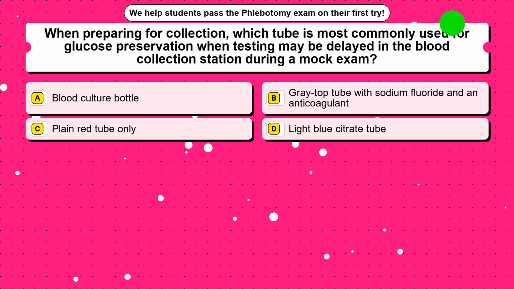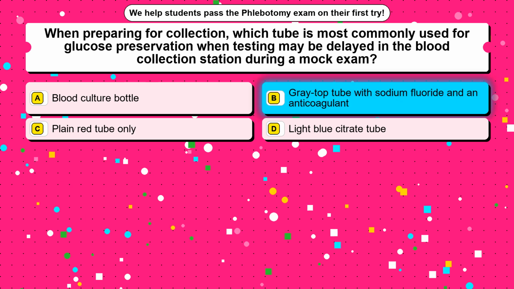Question 48. When preparing for collection, which tube is most commonly used for glucose preservation when testing may be delayed in the blood collection station during a mock exam? Option A, blood culture bottle. Option B, gray top tube with sodium fluoride and an anticoagulant. Option C, plain red tube only. Option D, light blue citrate tube. The correct answer is option B, gray top tube with sodium fluoride and an anticoagulant.